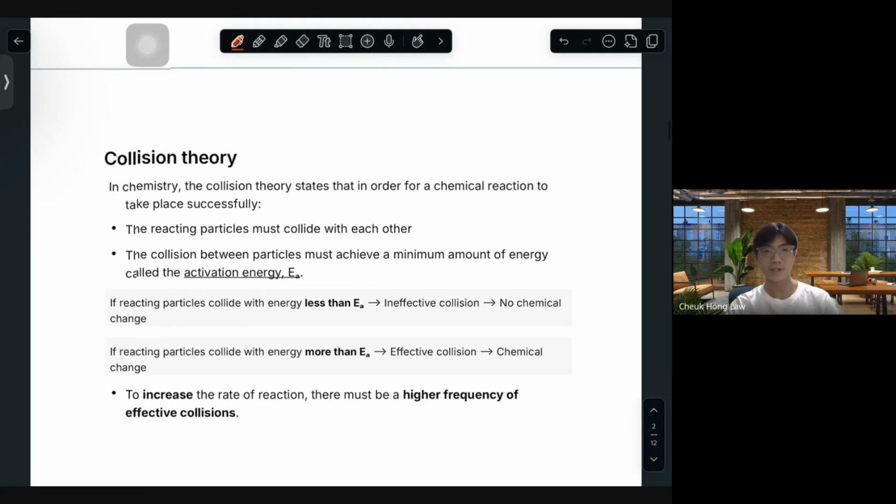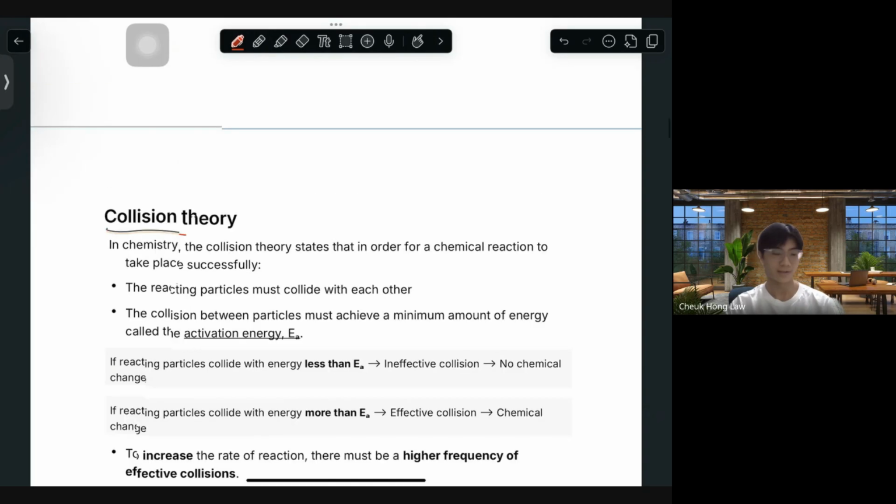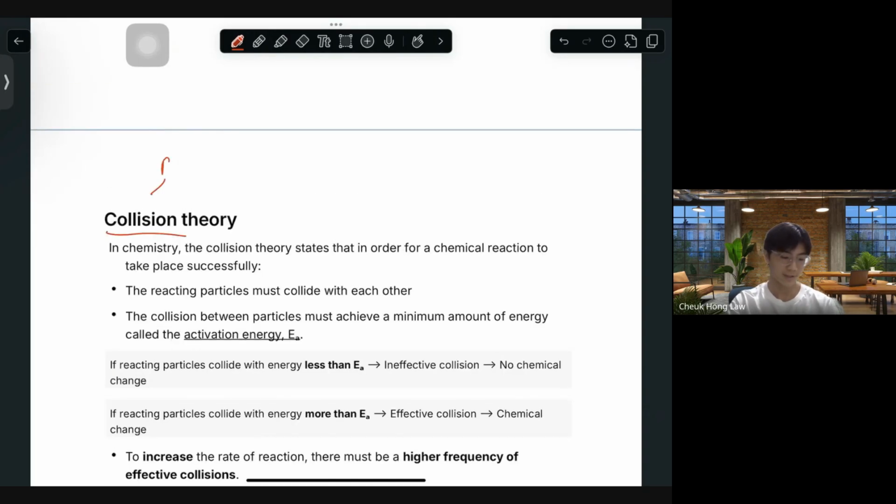Okay, so collision theory. First thing you need to know is that the collision is for your particles. Collision theory is basically what needs to happen in order for a chemical reaction to take place. In total, there are 2 concepts, 2 criteria that have to be checked. If you don't meet any of these criteria, a chemical reaction will not happen.